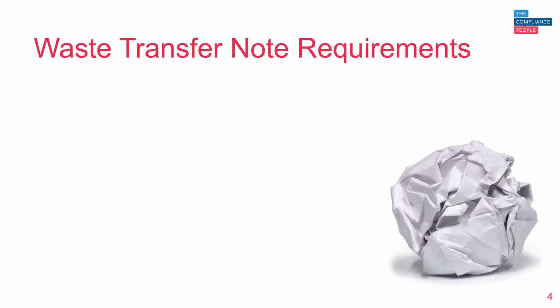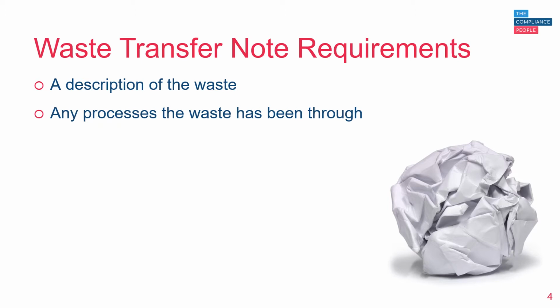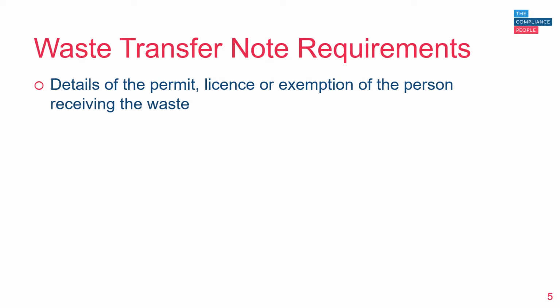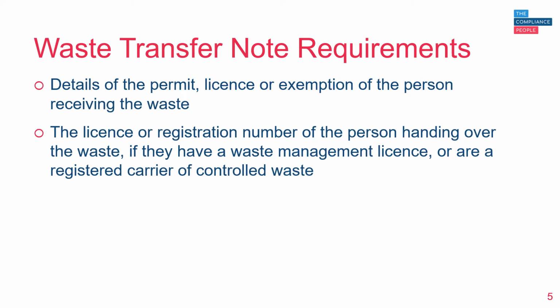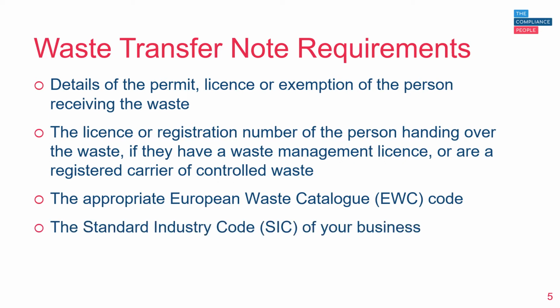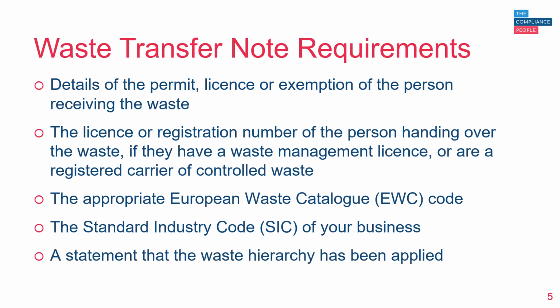So what information is required on a waste transfer note? You need a description of the waste, any processes the waste has been through, how the waste is contained and or packaged, the quantity of the waste, so the weight, the place and date of the waste transfer, details of the permit, licence or exemption of the person receiving the waste, the licence or registration number of the person handing over the waste, if they have a waste management licence or are a registered carrier of controlled waste, the appropriate European Waste Catalogue code, EWC code, the SIC code of your business, so the standard industry code, and a statement that the waste hierarchy has been applied.